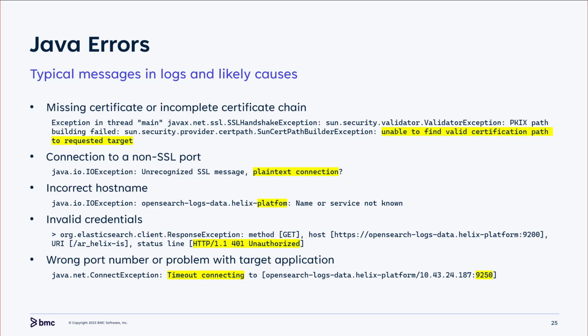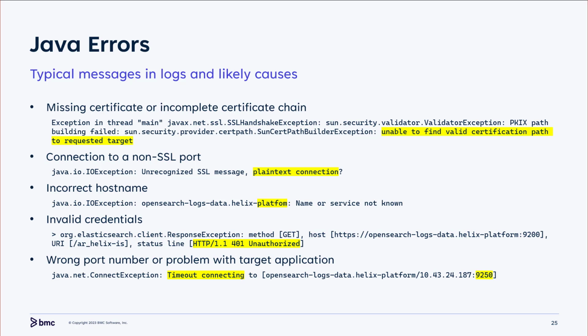If you misconfigure the port number, so maybe you're going to a non-SSL port, you'll see the second one. It hints plain text connection. So that's a possibility if you're connecting to a service that has multiple ports, not all of which are SSL enabled. If you get the host name wrong, I've seen this a few times, for example, something as simple as a typo in platform where you're missing a letter, you'll get a service or name not known error.